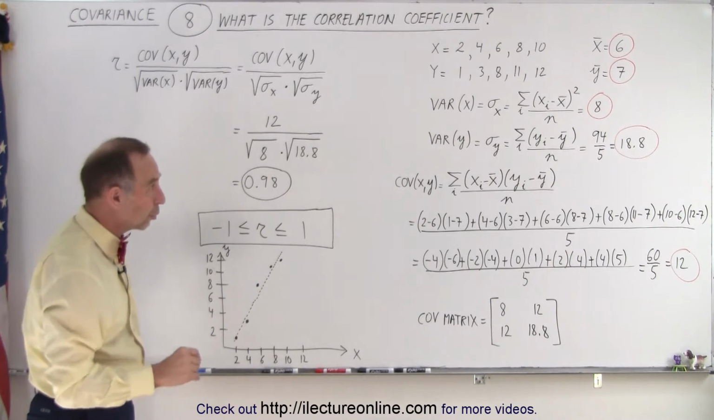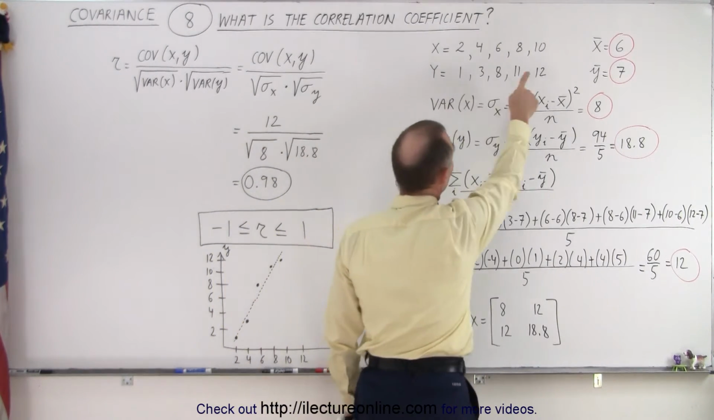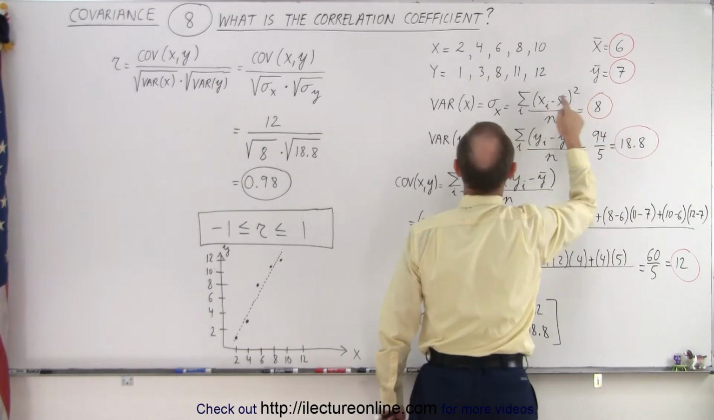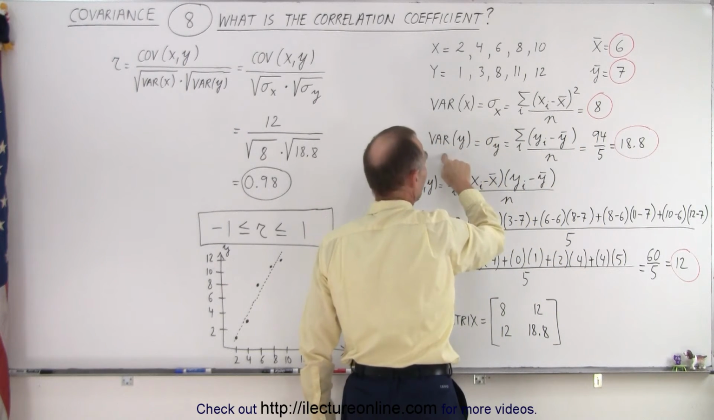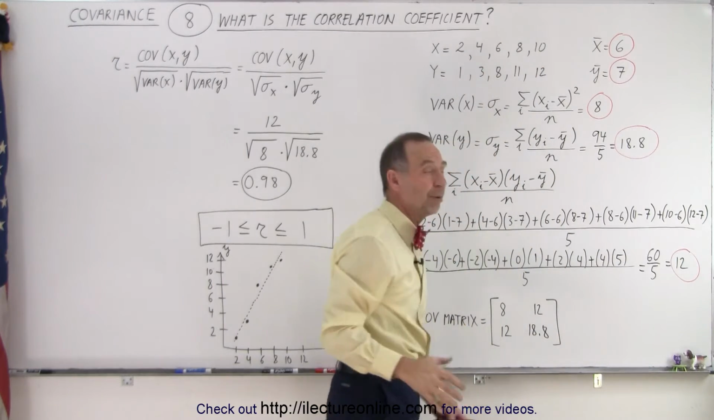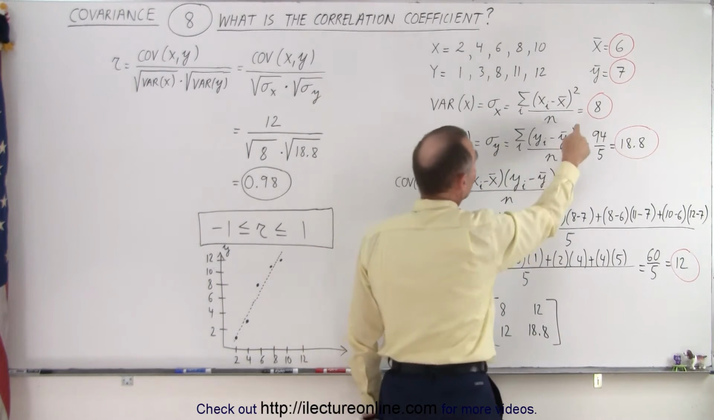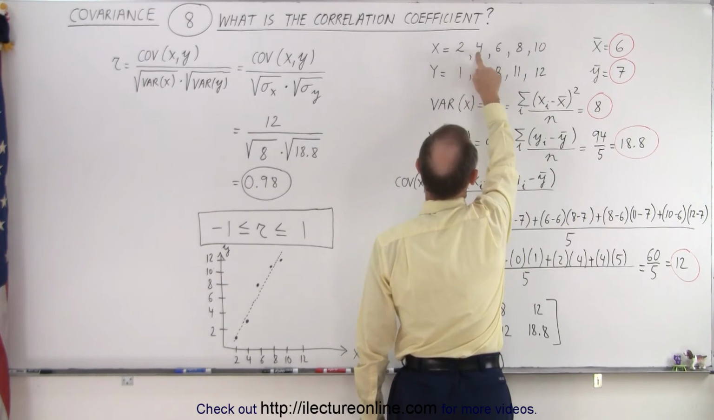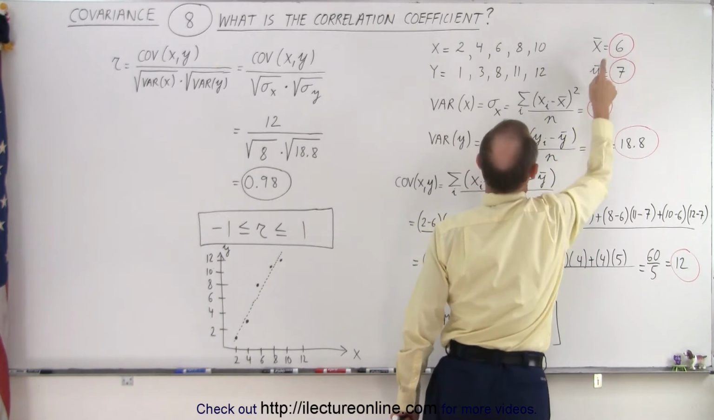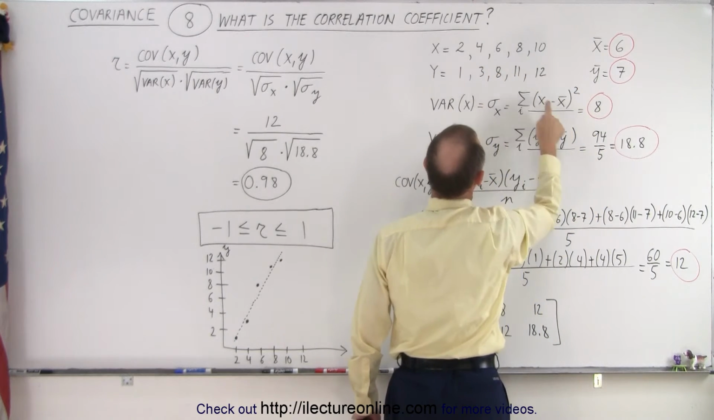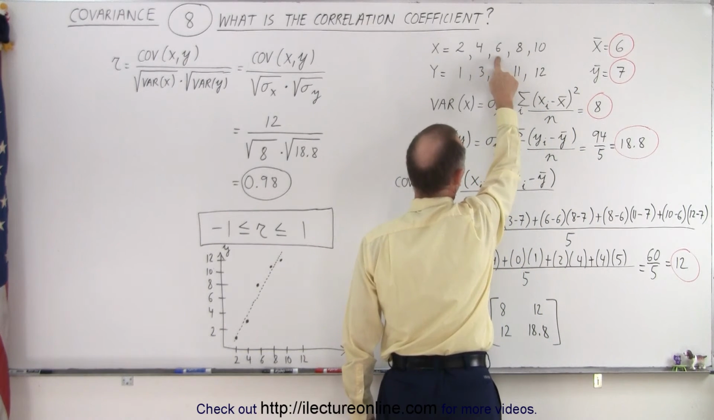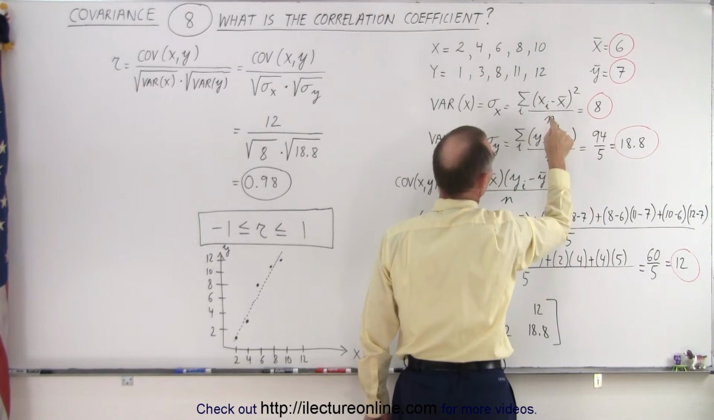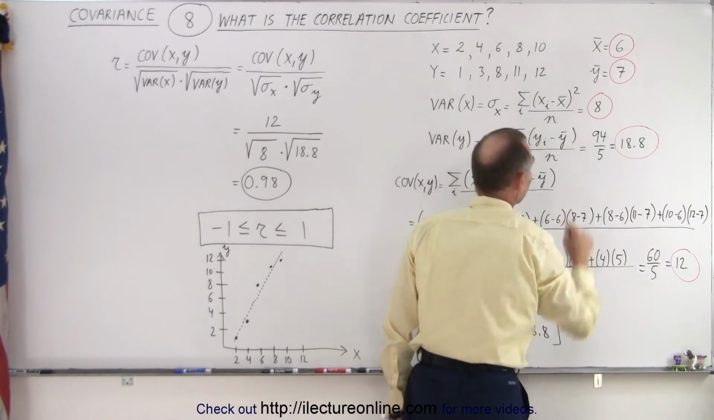Now let's go through the motions a little bit. First of all, here are the two data sets. You can fairly easily get the average for x and the average for y, and then we get the variance for x and the variance for y. We use the very same numbers that we used before, so you can go back and see how we calculated it if you're not sure. You simply take the difference between each of the numbers and the average, so it would be 2 minus 6 squared plus 4 minus 6 squared plus 6 minus 6 squared plus 8 minus 6 squared plus 10 minus 6 squared. Add them all together, divide by n, which in this case is 5, and you'll get 8.